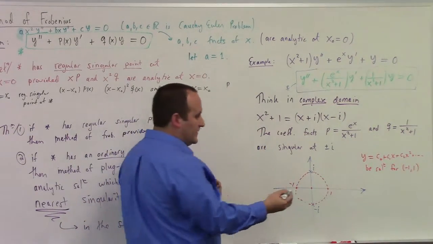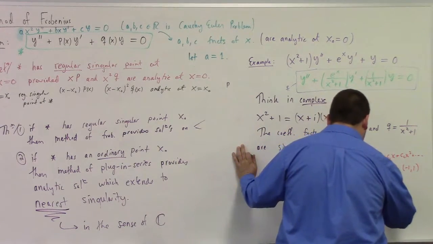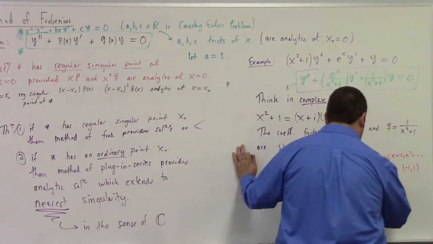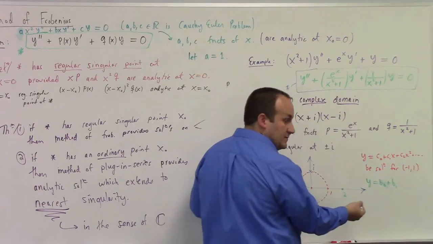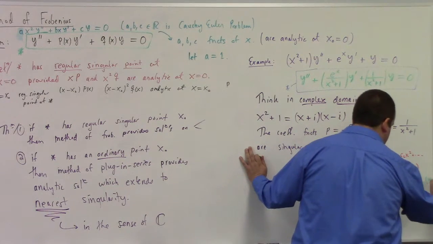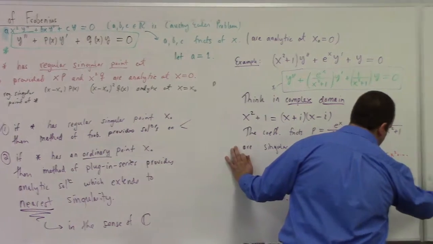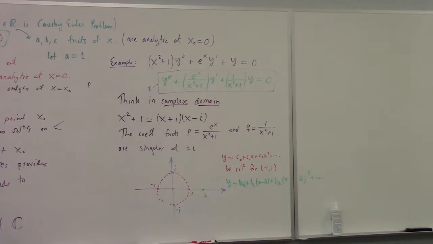Like what if we looked at a solution centered out here? If we looked at y equals b naught plus b1 times x minus 2, let's say that point is 2, plus b2 times x minus 2 squared, and so forth. So a power series solution centered at the ordinary point 2. Item 2 in this theorem says that solution exists and it works for us right up until the disk centered at 2 in the complex plane bumps up against the nearest singularity. So can you see where that happens?